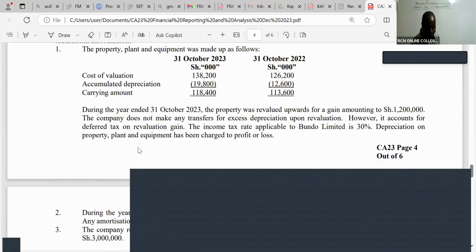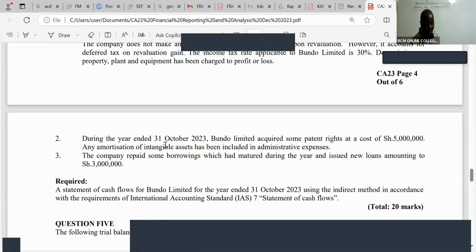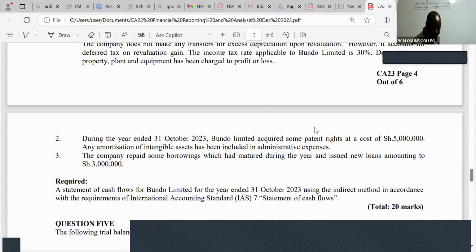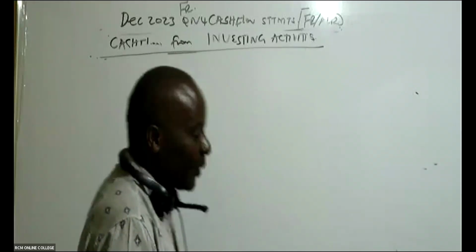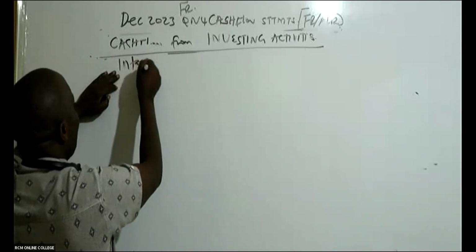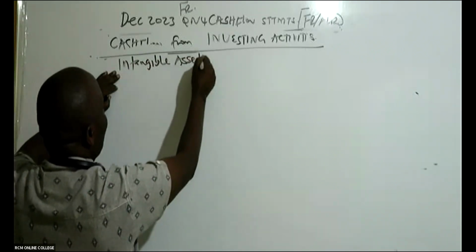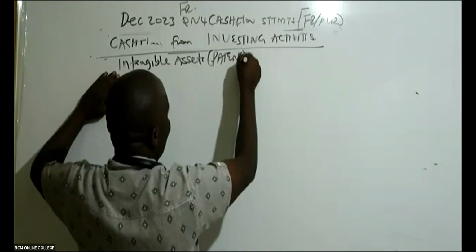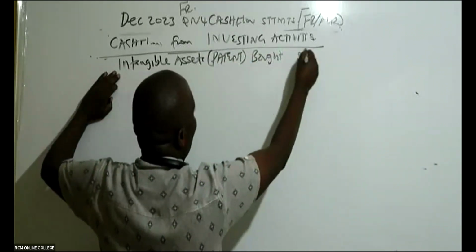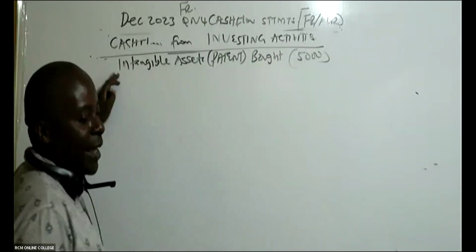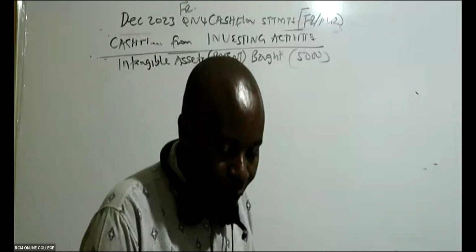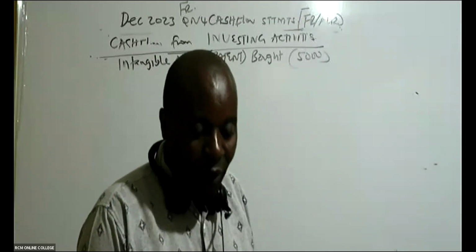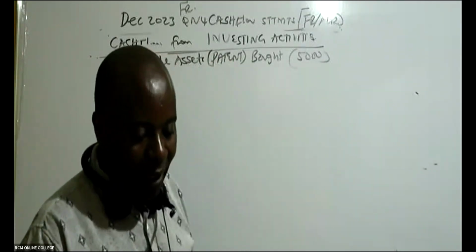You can see, ladies and gentlemen, we are told here, during the year 31st October 2023, Bundo Limited acquired some patents. So in this case here, we bought some patents, intangible assets bought. That's an investment, an intangible asset, which is a patent bought. And if you remember very well, it was 5,000. It is a cash outflow. The format has a mark.